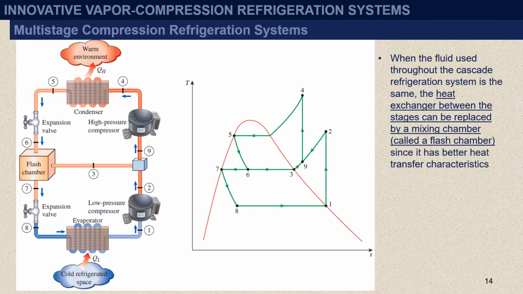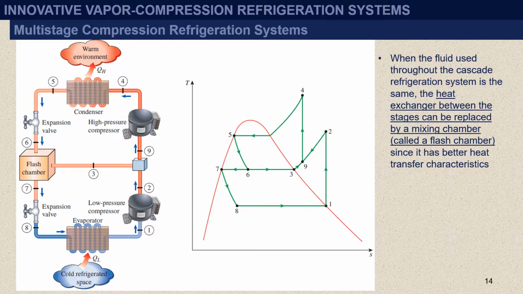In this system, the liquid refrigerant expands in the first expansion valve to the flash chamber pressure, which is the same as the compressor interstage pressure. Part of the liquid vaporizes during this process. The saturated vapor, which is of course given in state 3, is mixed with the superheated vapor from the low pressure compressor, which is state 2, and the mixture enters the high pressure compressor at state 9. This is in essence a regeneration process.